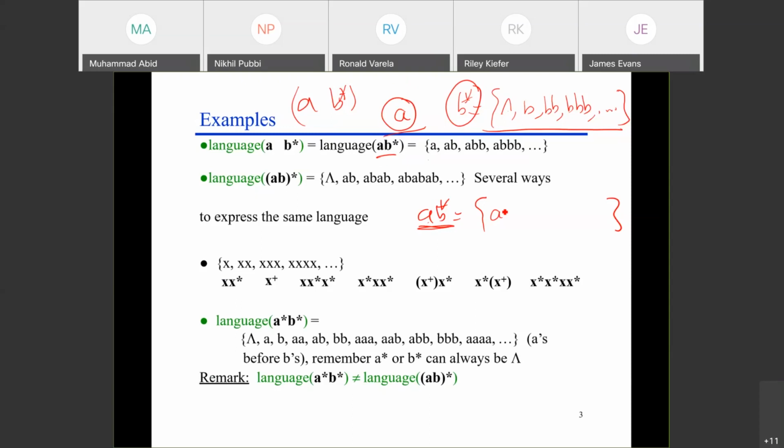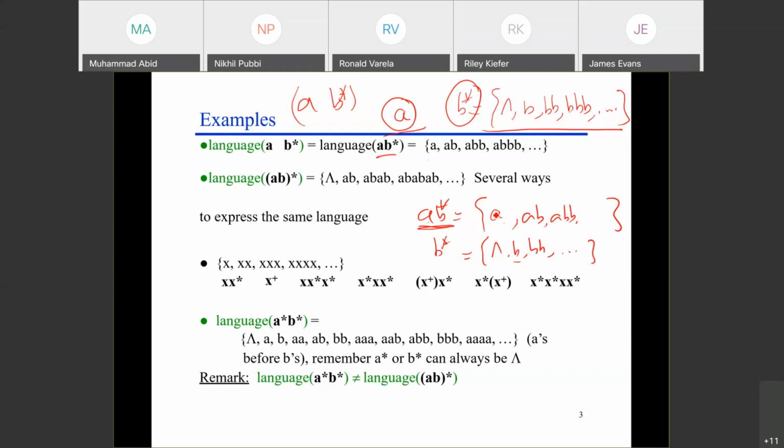Make sense? Because if I just talk about B star, yes, it has lambda there, B there, two B's there, and so on. But I am talking about AB star, so A will always be there. Let's say I pick lambda from here. So A lambda, what does it mean? It means just A. Lambda will vanish when it is concatenated with A. Then I pick another word B, it will be AB. I pick another word, it will be ABB. So there is no way you will have lambda in this language, but you will have A.